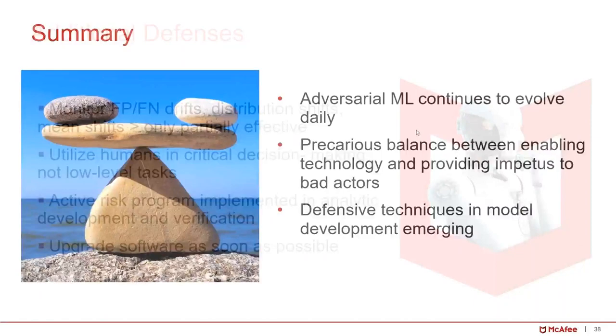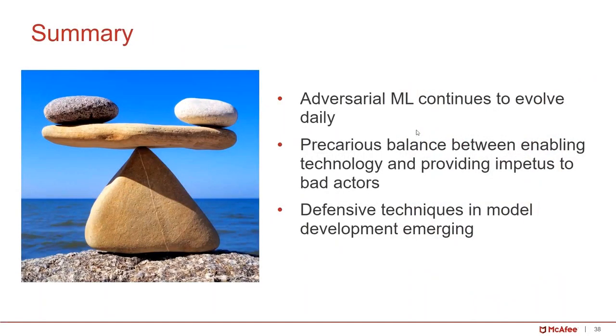So in summary, I want to point out that AI systems are vulnerable. We should work towards a secure AI system. Adversary machine learning continues to evolve daily, and it carries a balance between enabling technology and providing impediments to the bad actors. That's a balance. And defense mechanisms and techniques in model development are also emerging. So we are hoping to have a more robust system in the future so that machine learning and AI systems can be safely adopted even in adversary settings.